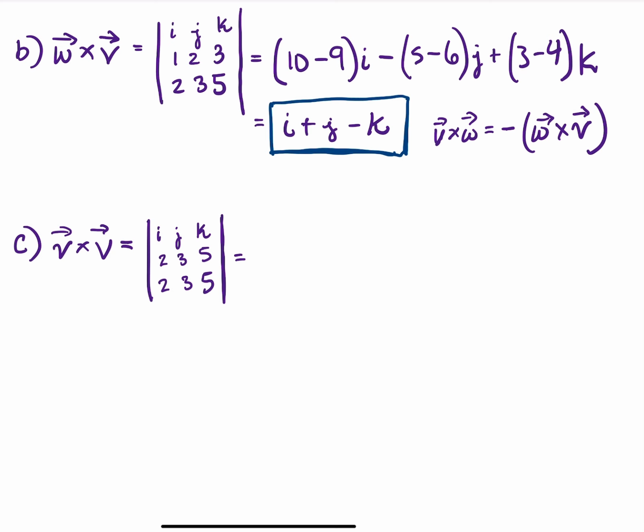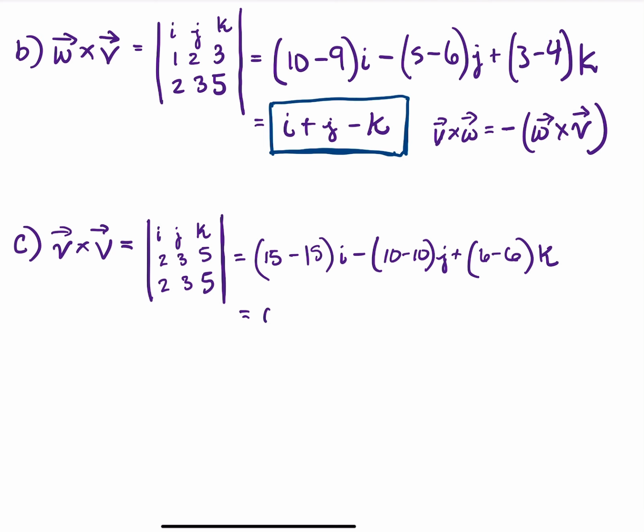So expanding this out, covering up that first column, we should have 3 times 5, which is 15. So doing this diagonal minus 3 times 5, we'll get the same thing. So minus 15, I. Then minus, covering up our second column, we would get 2 times 5 minus 2 times 5. So you can probably see where this is going. So 10 minus 10, j. Then covering up the third column, it would be 2 times 3 minus 2 times 3. So notice everything cancels. So 6 minus 6.